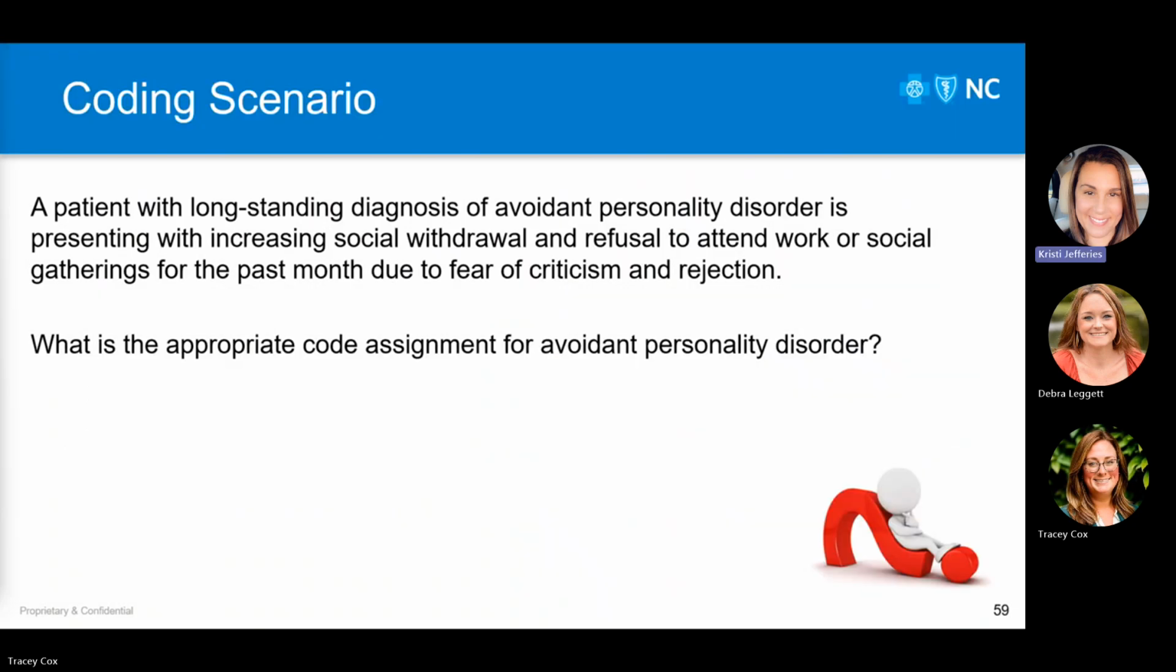Now we have another coding scenario. A patient with long-standing diagnosis of avoidant personality disorder is presenting with increasing social withdrawal and refusal to attend work or social gatherings for the past month due to fear of criticism and rejection. What is the appropriate code assignment for avoidant personality disorder? You would assign code F60.6, avoidant personality disorder.